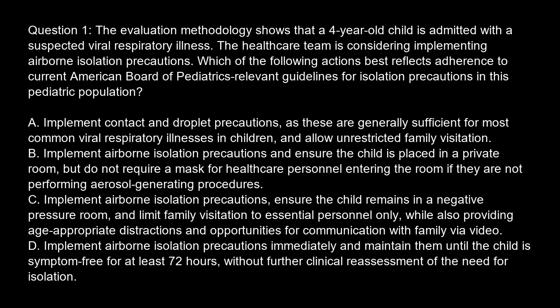Option C. Implement airborne isolation precautions. Ensure the child remains in a negative pressure room, and limit family visitation to essential personnel only, while also providing age-appropriate distractions and opportunities for communication with family via video. Option D. Implement airborne isolation precautions immediately and maintain them until the child is symptom-free for at least 72 hours, without further clinical reassessment of the need for isolation.